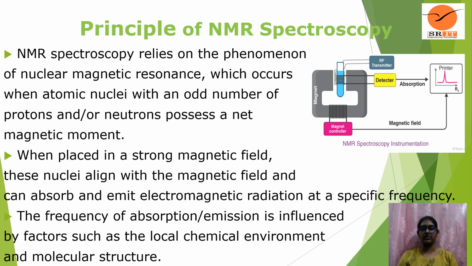Principle of NMR spectroscopy. NMR spectroscopy relies on the phenomenon of nuclear magnetic resonance, which occurs when atomic nuclei with an odd number of protons and/or neutrons possess a net magnetic moment. When placed in a strong magnetic field, these nuclei align with the magnetic field and can absorb and emit electromagnetic radiation at a specific frequency. The frequency of absorption or emission is influenced by factors such as the local chemical environment and molecular structure. This is the picture of NMR spectroscopy instrumentation.